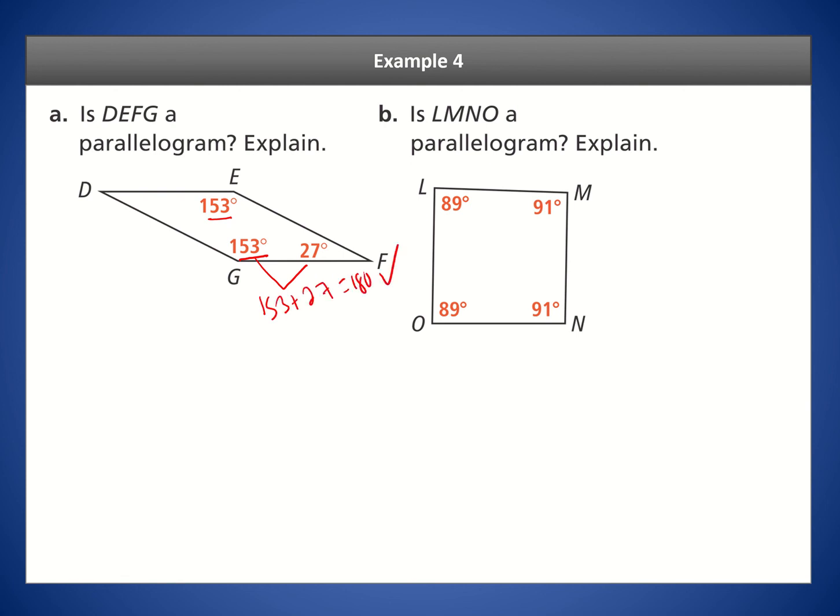Now, because they add up to 180, that's a good thing. And because opposite angles are congruent, if this is 27, this is 27. That is true because if you add all these angles, you get 360 in total. So this is definitely true.